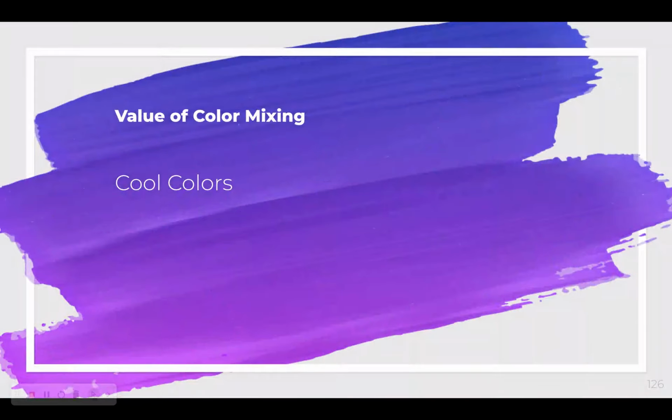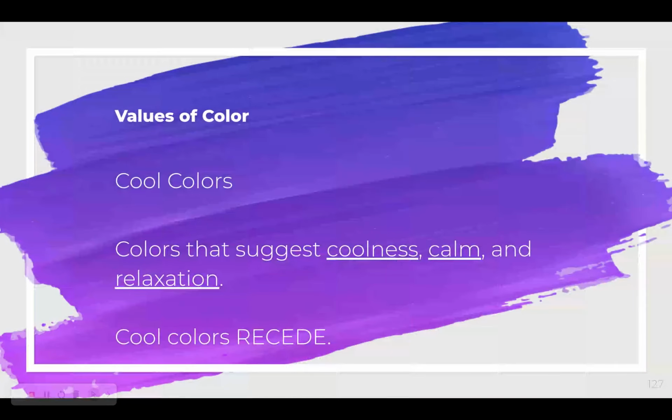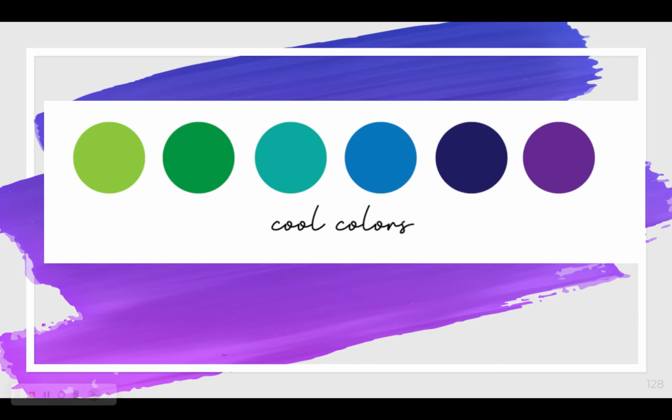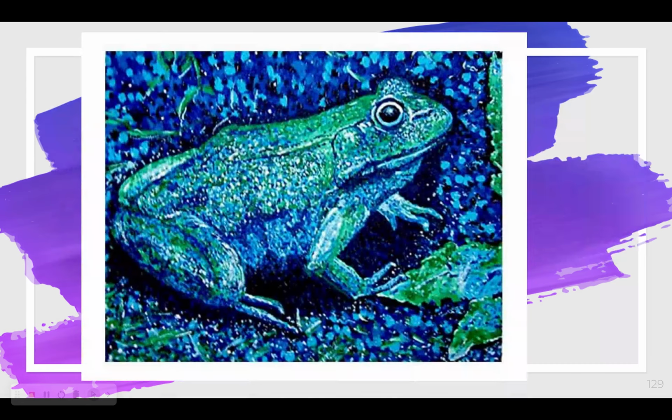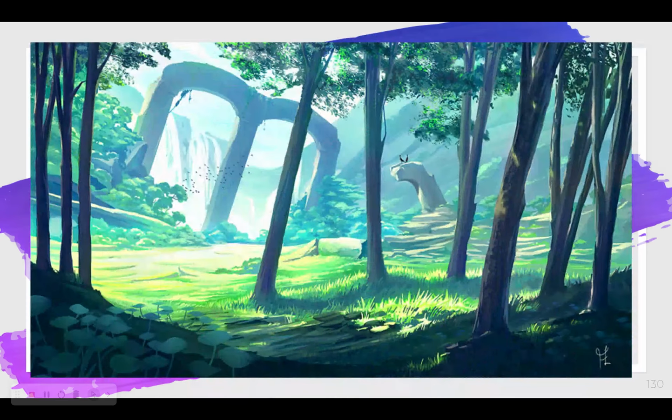So now we're thinking about cool colors. These are colors that suggest coolness, calm, and relaxation. Cool colors recede. We notice them, but not as quickly as we notice warm colors. So cool colors definitely create a sense of calming and coolness. This is some concept art from a video game, so this uses a lot of cooler colors. Yeah, there's some brighter greens, but that's just to help draw your eye around the image.